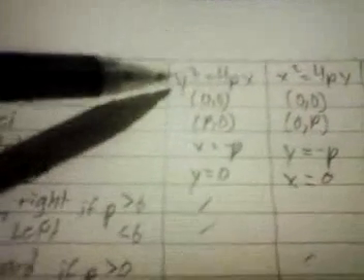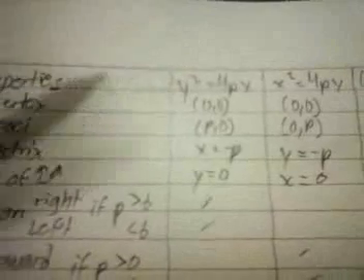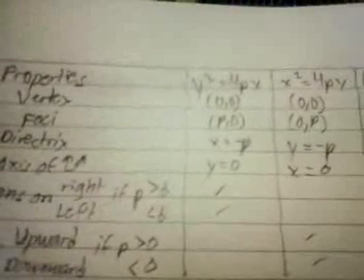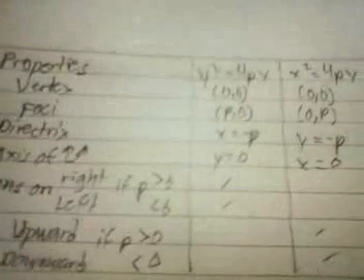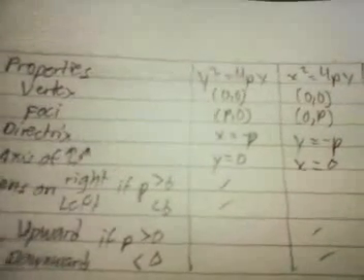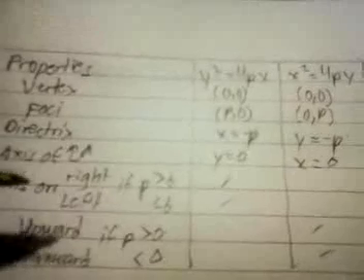If y squared takes place, y squared is equal to 4px, where the vertex is at the origin, the focus is (p, 0), and the directrix is x is equal to negative p. The axis of the parabola is on the x-axis, and it opens to the right if p is greater than 0, and opens to the left if p is less than 0.